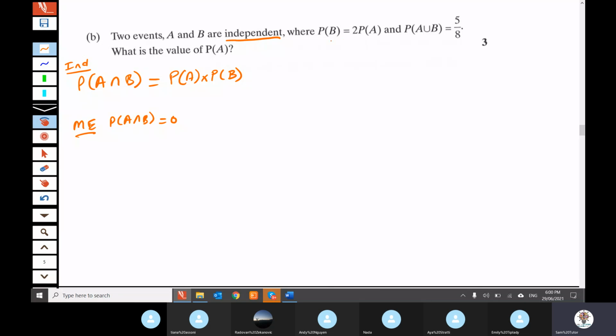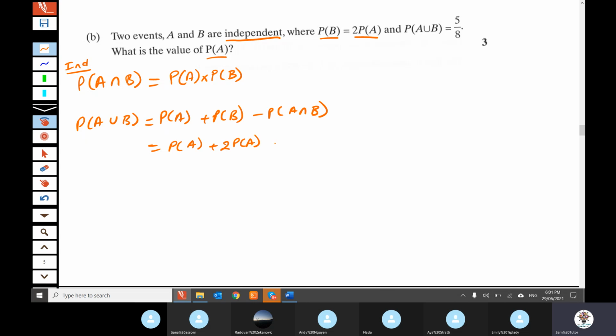Oh, good. All right, where probability of B is equal to 2 times probability of A, and probability of A or B is 5/8. What is the value of probability of A? Let me rub this bit out now. Let's write all the formulas we know. We know probability of A or B equals probability of A plus probability of B minus probability of A and B. Probability of B is 2PA, so straight away you'll make that 2 times PA.